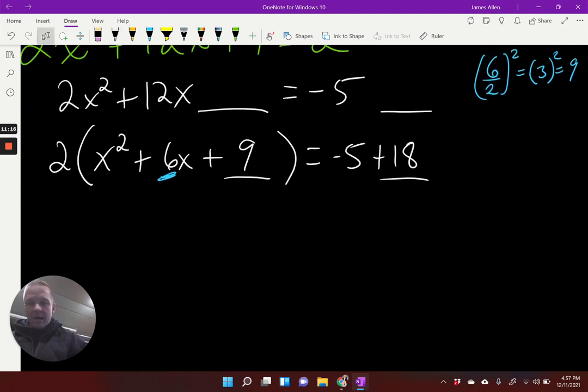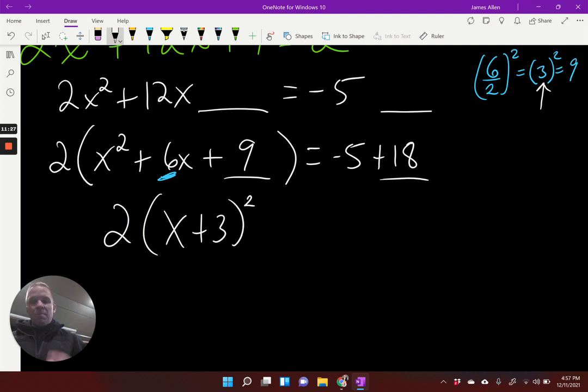Now, I have 2 and then parentheses x. This is going to factor, and this is why I like this: what multiplies to 9 and adds to 6 isn't too difficult to figure out. But if that was a fraction, it would be terrible, hard to find. So that's going to be 13 over here. So I have 2 times the quantity x plus 3, squared, equals 13.